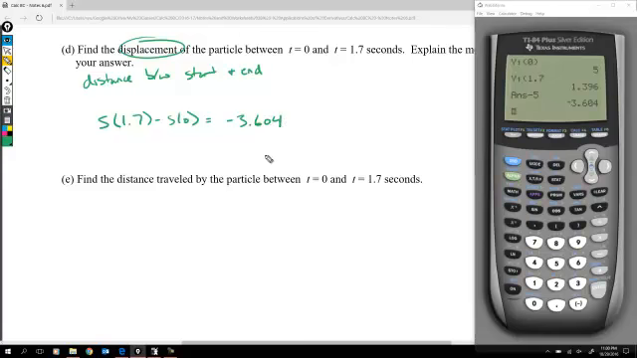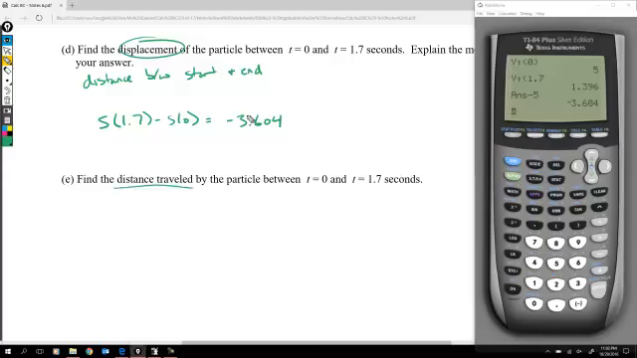All right, so that essentially means that in the span of 1.7 seconds, I ended up going backwards 3.604, which is fine. Okay, so the next question asked me to find the total distance traveled between 0 and 1.7 seconds.